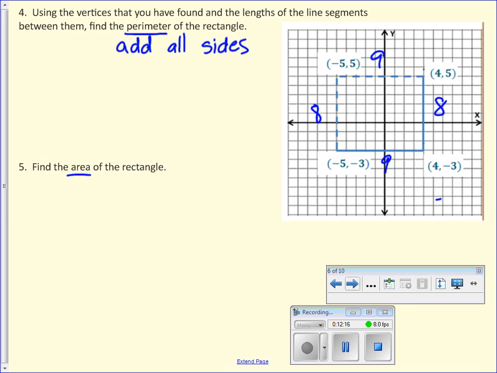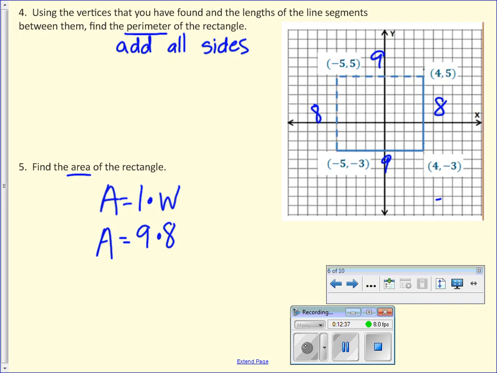So we add all 4 sides together. How do we find area? Like a pool cover. How would we find the area? So we're going area equals length times width. So the area will equal 9 times 8. So go ahead and solve 4 and 5, and then we'll go over them.